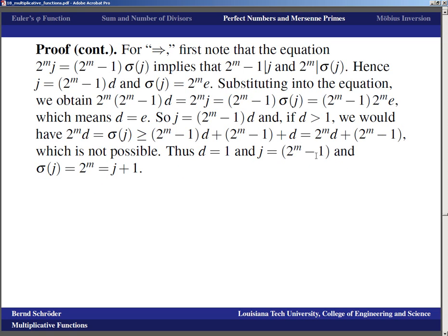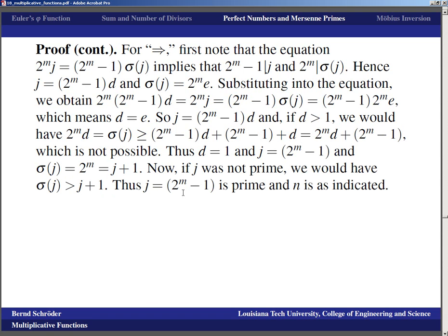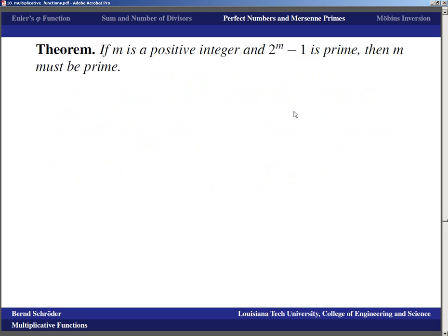I felt like we were done, but remember the other thing that was said was that j was supposed to be prime. If j was not prime, then we would have that sigma of j is greater than j plus 1, but we had already seen here that sigma of j was 2^m, and so that means that j equals 2^m minus 1 is prime, and n really is as indicated. Okay? And if m is a positive integer and 2^m minus 1 is prime, then m must be prime.